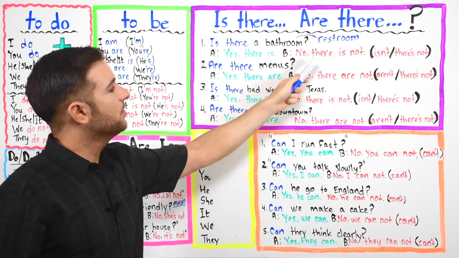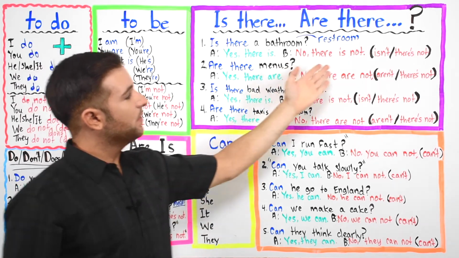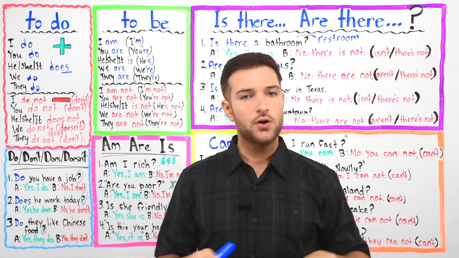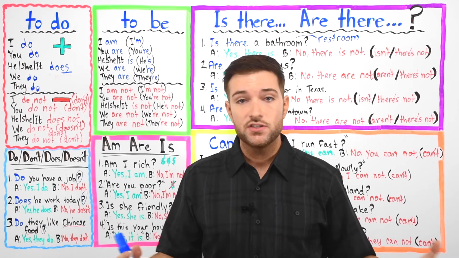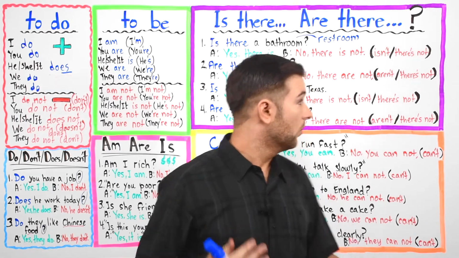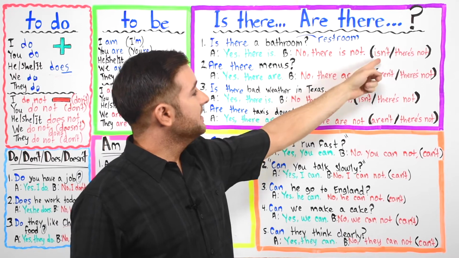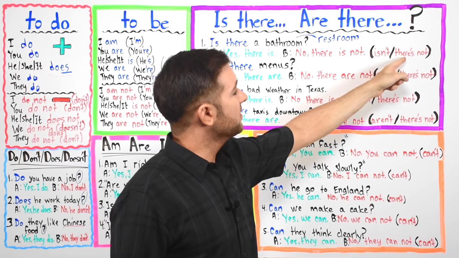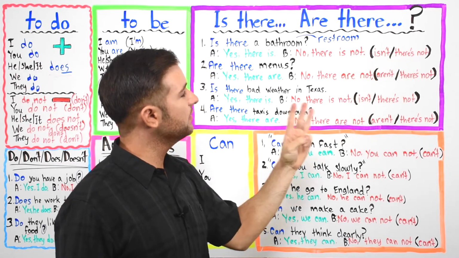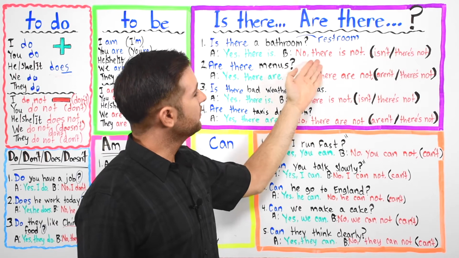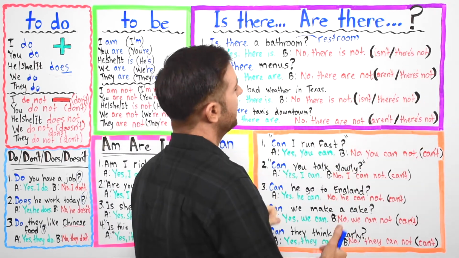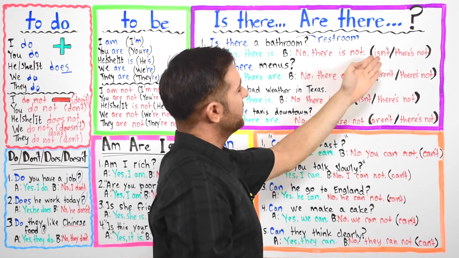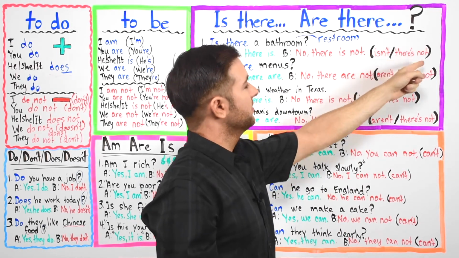Or you could say, no, there is not. Now, there's a couple ways of saying it in the negative form. For example, you could say, no, there is not. There is no bathroom. There isn't a bathroom. Or you could say, no, there isn't. Or you could say, no, there's not. Okay, so there's three ways to do it in the negative. No, there is not, which is the full form. And then here we have shortened forms. So you could say, no, there is not, no, there isn't, or no, there's not.